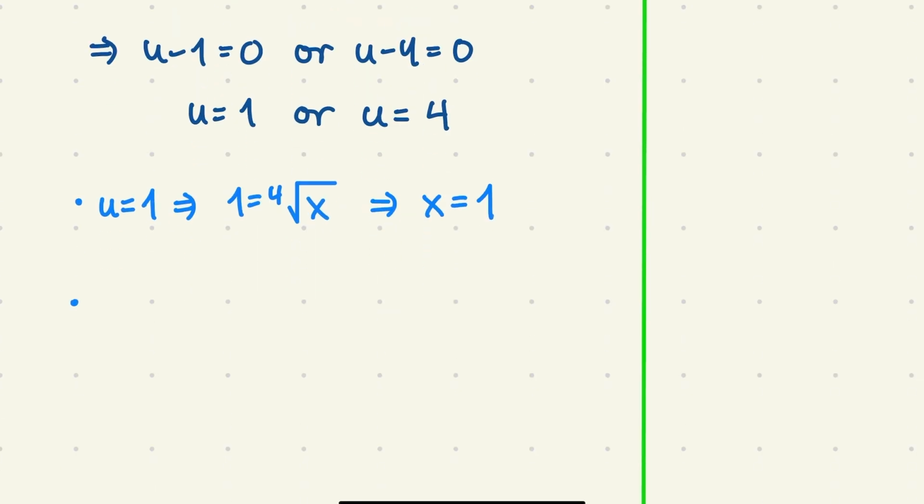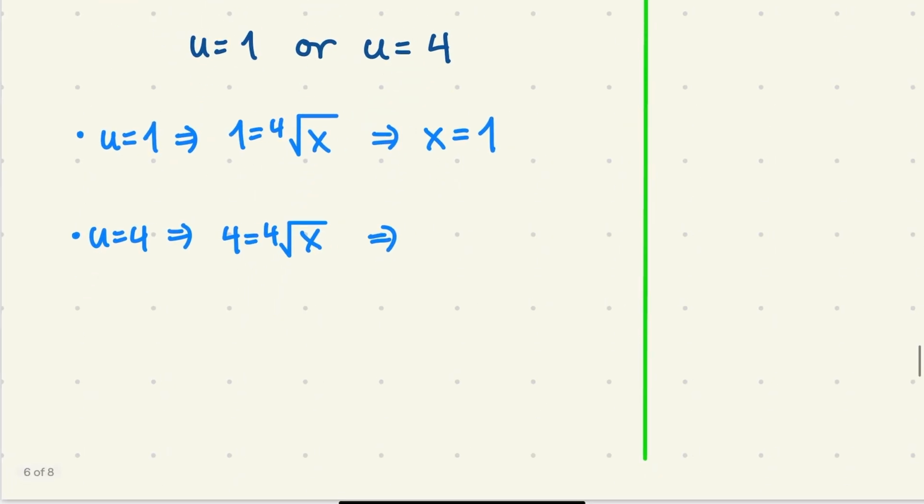On the other hand, if u is equal to 4, then 4 is equal to the fourth root of x. But then again, you just raise both sides to 4. And what do you get? Take note that 4 times 4 is 16, times 4 is 64, times 4 is 256. So this one is equal to 4 raised to 4. So we have here 256.